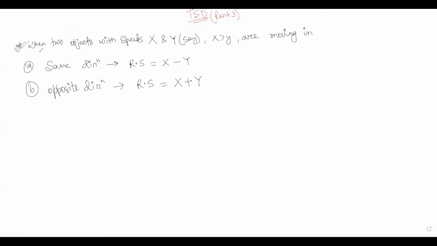Now, say I want to write this in a generic way, then we can say that when two objects with speeds x and y, where x is greater than y, are moving in the same direction, then the relative speed would be simply the difference of their speeds, that is x minus y. And when they are traveling in opposite directions, then the relative speed would be simply the sum of these speeds, that is x plus y.